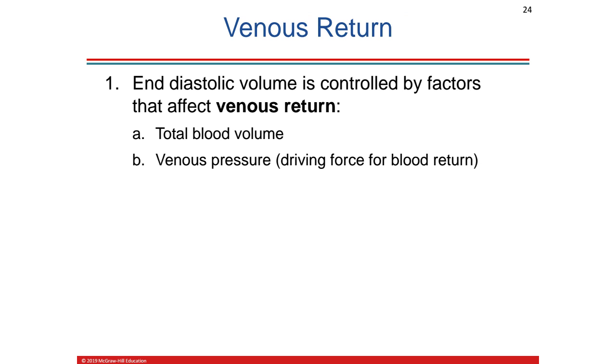We've established that end diastolic volume is very important for stroke volume and therefore important for cardiac output. Well, it turns out there's another factor that we need to take into account. That's the venous return. The end diastolic volume is controlled by factors that affect this venous return. And there's basically two ways we can look at it. One is total blood volume. That's going to have a big impact on venous return. The larger the total blood volume, the greater the venous return. And the other thing is venous pressure, which is a driving force for blood return.